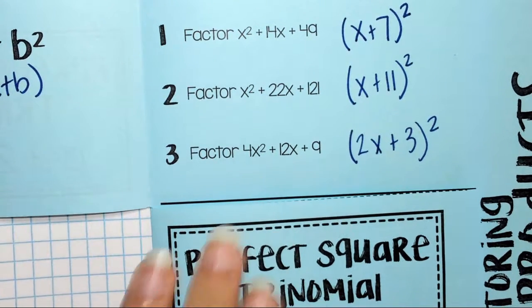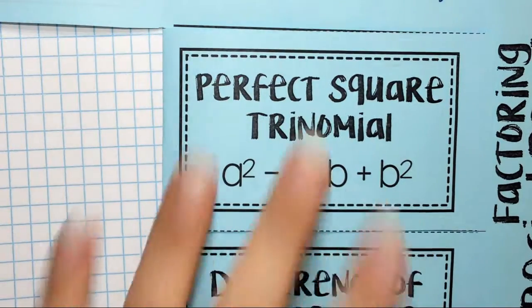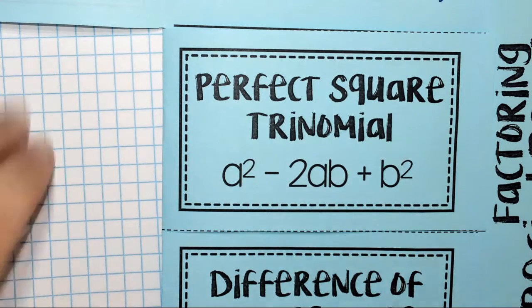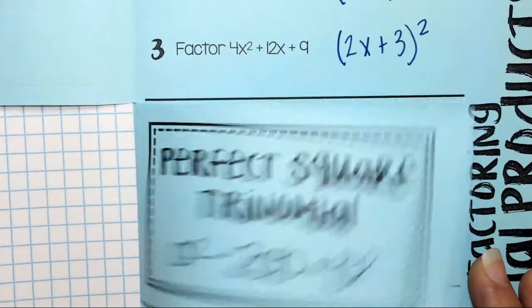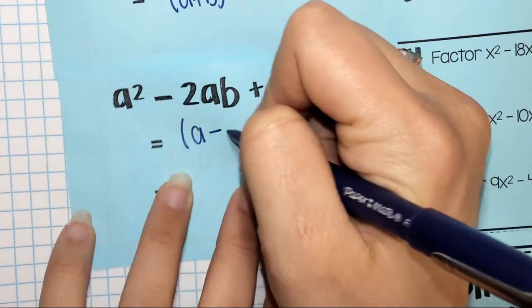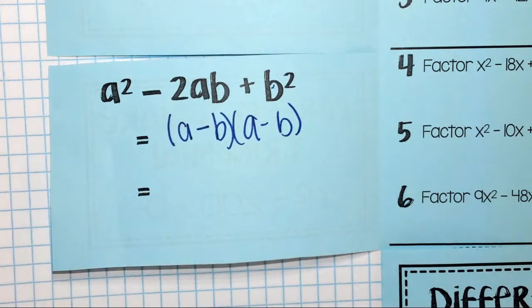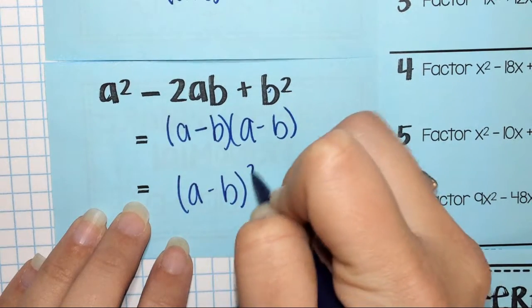All right, ready for the next one? What do you think is going to be the difference for the next one? Different sign. So what are we going to have in the middle of our parentheses instead of a plus? A minus, because it's a minus. So you still take the square root of the first term, which is a, the square root of the last term, which is b, and you're going to have two of those. Because they're perfect squares, you need two. We don't have to write it as 2, so we just write a minus b quantity squared.